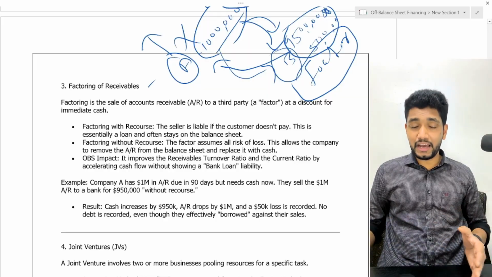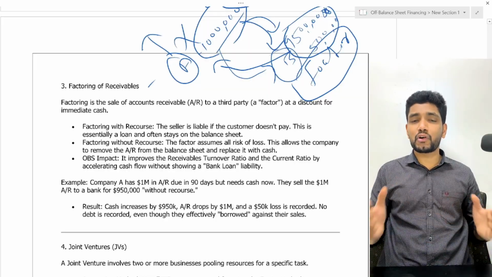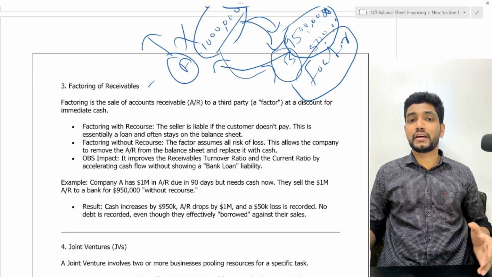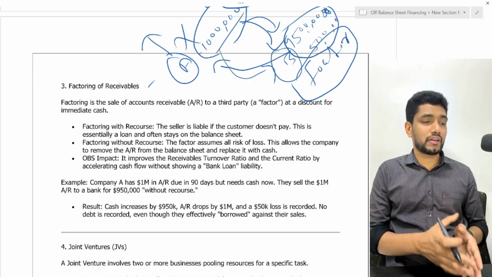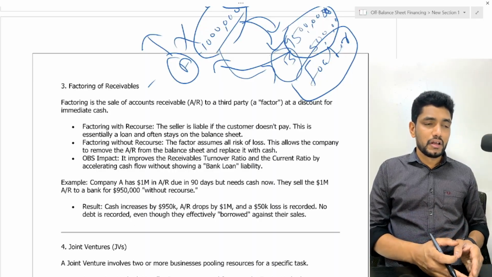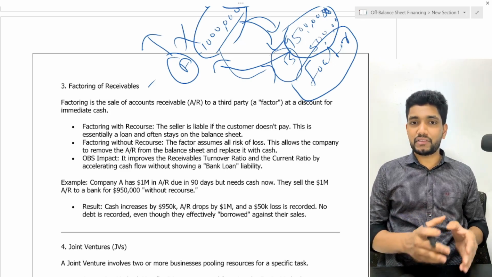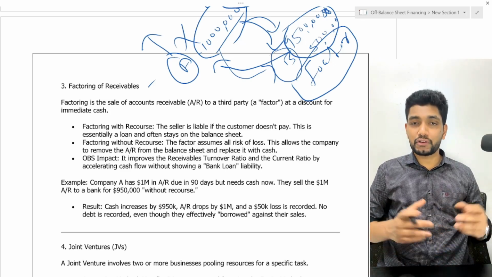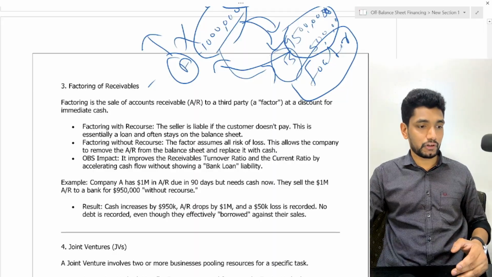It can have more liquid cash, and the quick ratio or liquidity ratios can seem better or be in a better position. So again, if you are using factoring as a source of funds in your business, you have to disclose that in the footnote.